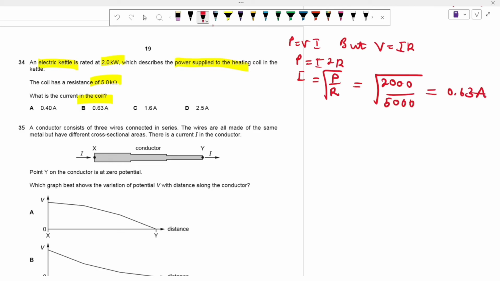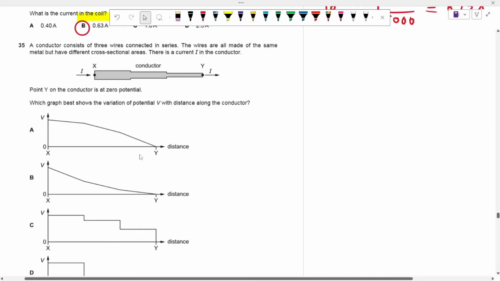0.63 amps. As simple as that. The correct answer will be B. 35. A conductor, something that just allows current to flow through with ease.